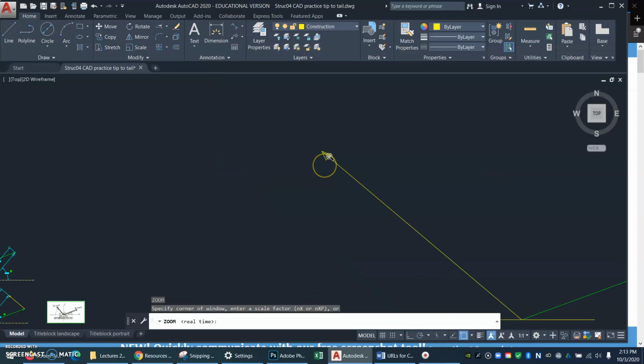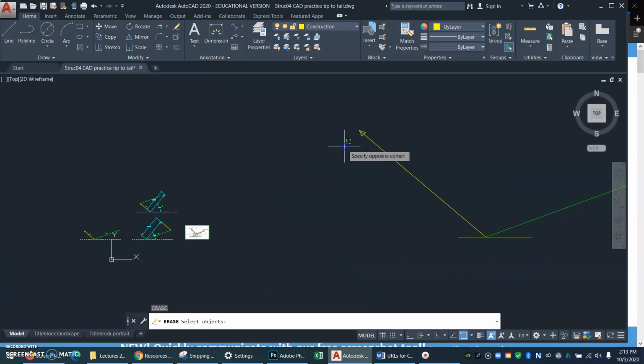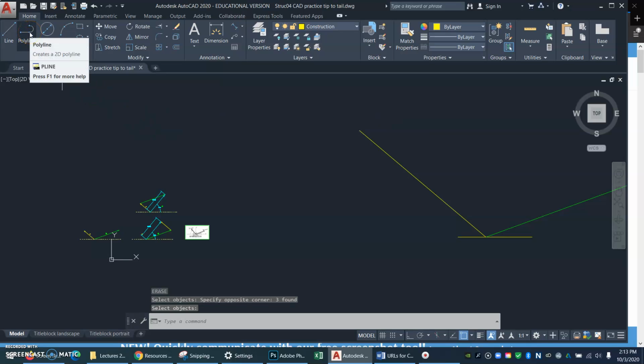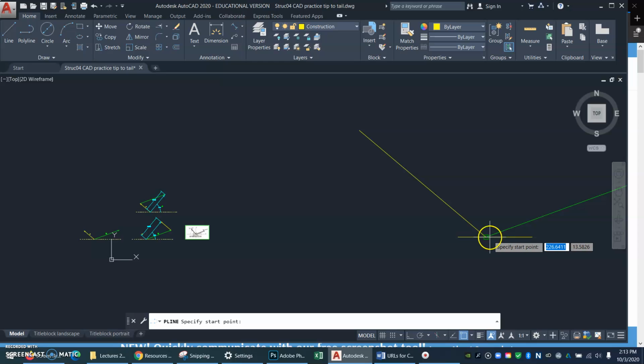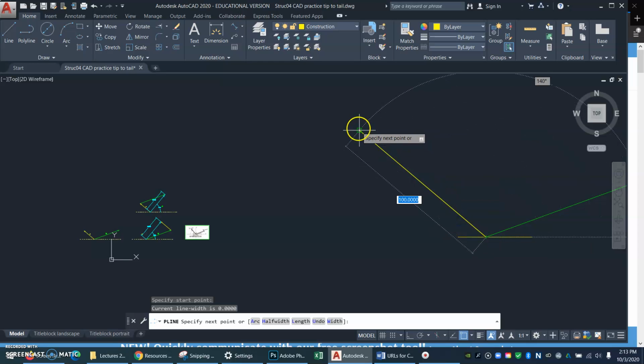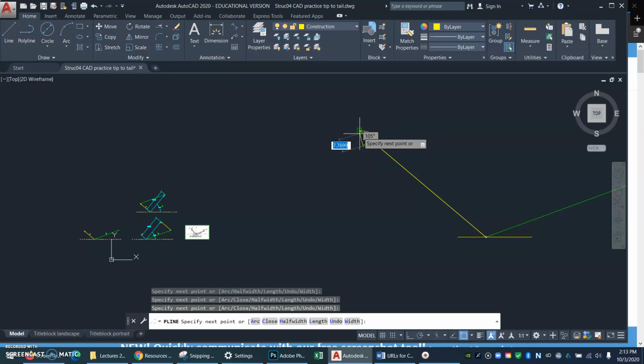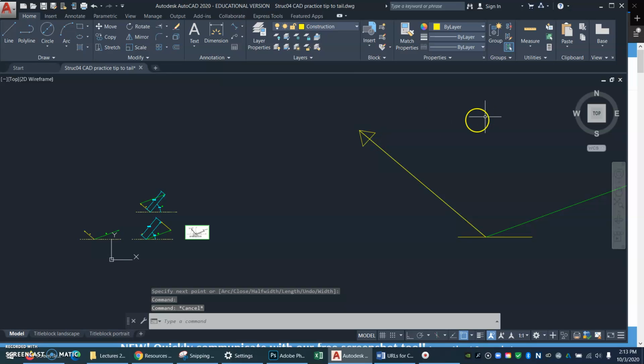Another thing you could do, let me erase these. You could use a polyline if you're feeling adventurous. A polyline will make the thing all one length, and what I sometimes do, to be honest, is I get a polyline, I trace over the top of this thing, and then if I click on it, the whole thing is all one length. So that's another thing you could do.